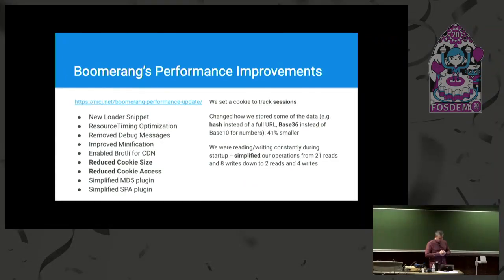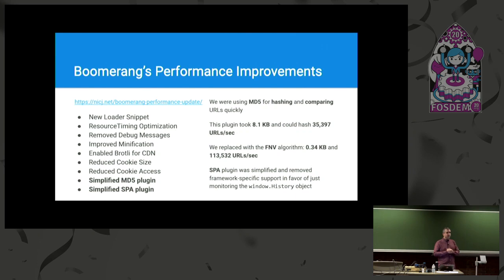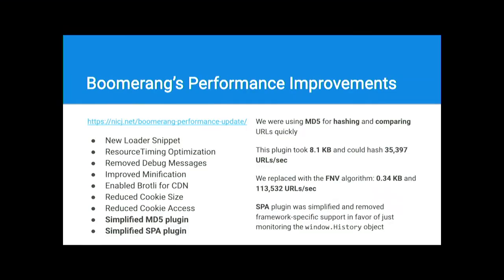And then another thing that we found while profiling was we were reading and writing the cookie a lot. We were doing 21 reads of the cookie on a regular page load. We reduced that to 2, and we were doing 8 writes, and we reduced that down to 4. So we just made it a lot more efficient. And then the final big improvement area was simplifying our plugins. One of the things here was we were using MD5 to do hashes of things like URLs. One of our developers found a replacement for MD5 that is about 5% of the size of MD5 and 3 times faster. And for our needs, it provided just as good hashes as MD5 was. So that gave us a really big byte savings and speed up. And then we did another refactoring of our single-page application plugin that just made it smaller as well.